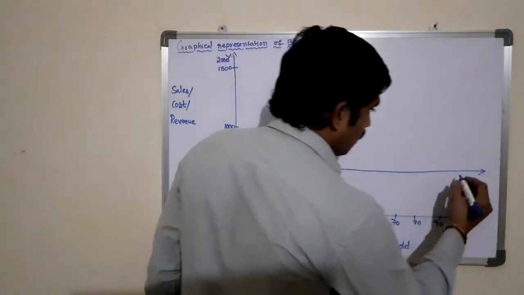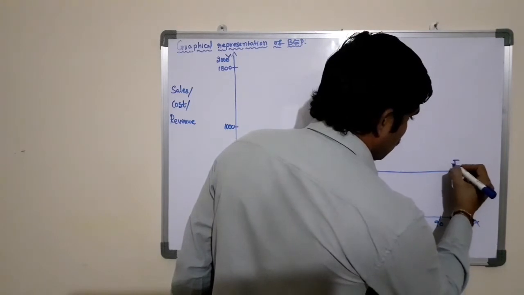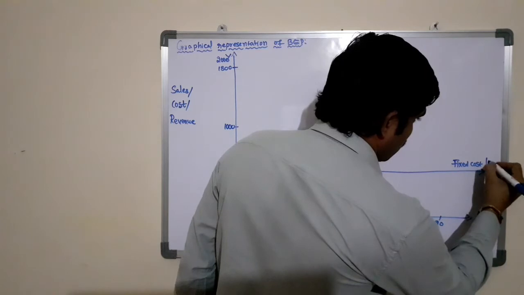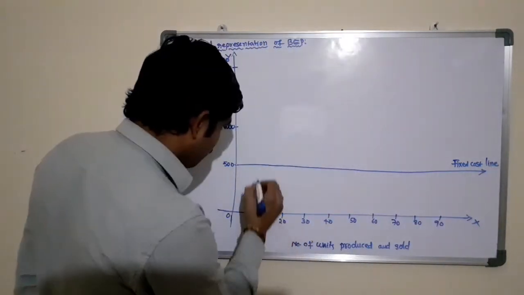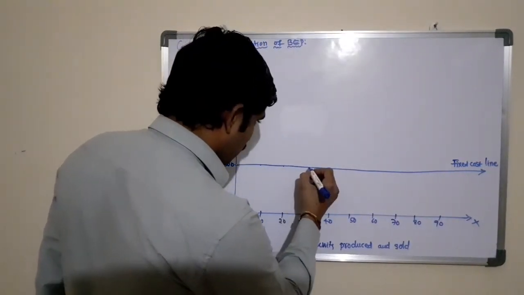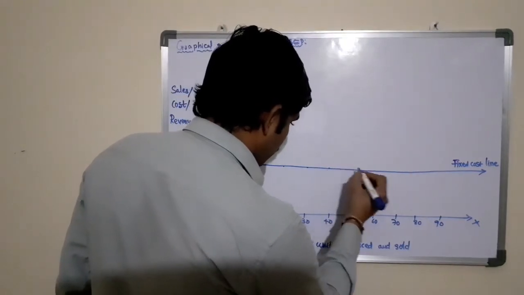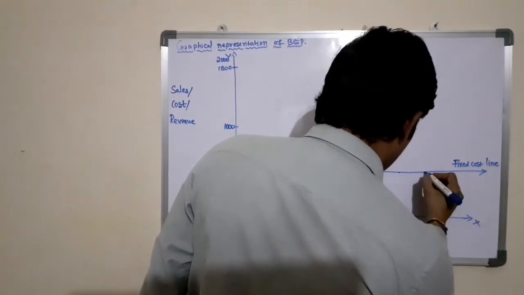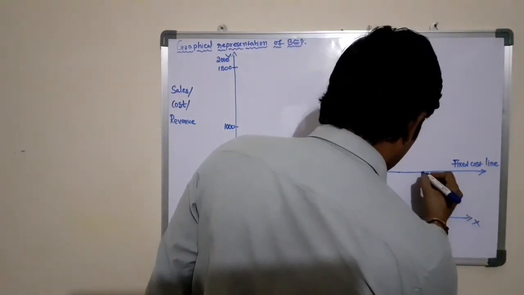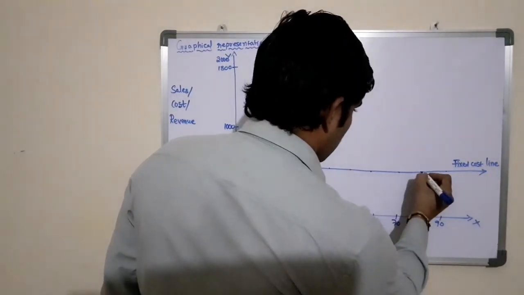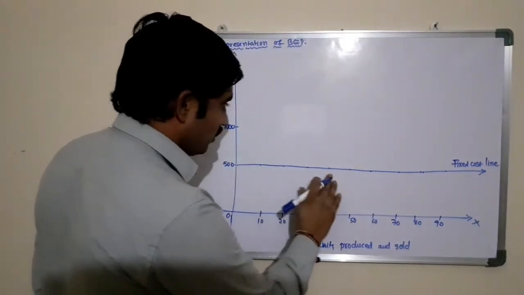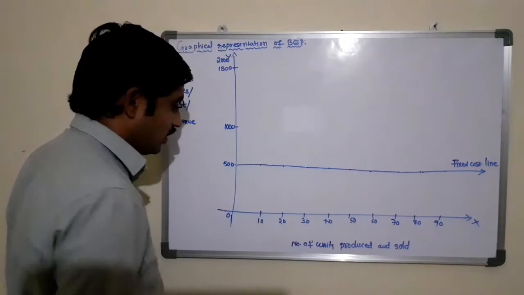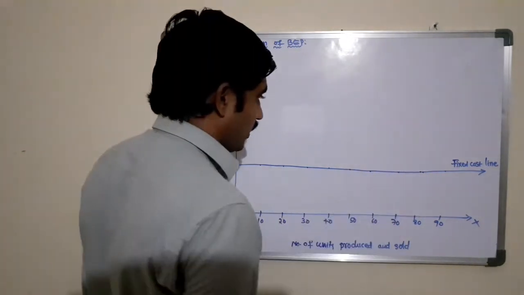Whatever the production in the business, there is no change in fixed cost. This is called fixed cost line. So here 10, 20, 30, 40, 50, 60, 70, 80, and 90. After pointing the values, we have connected the points to ascertain the fixed cost line.